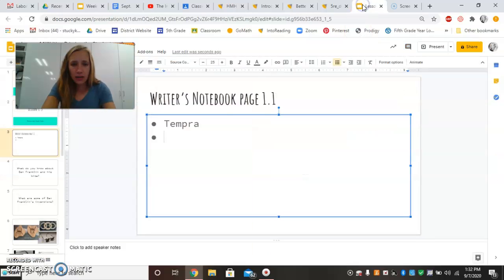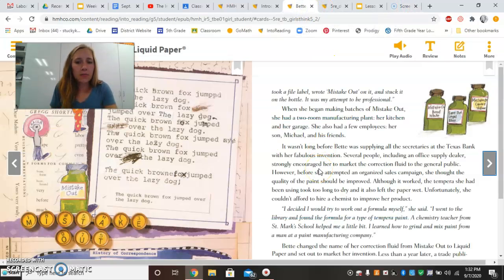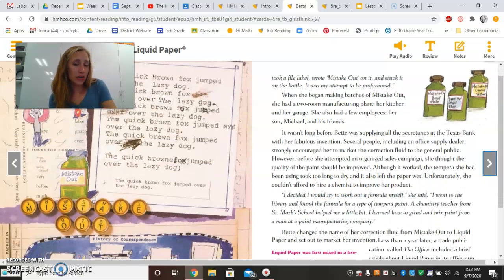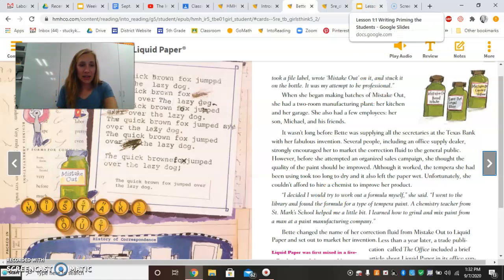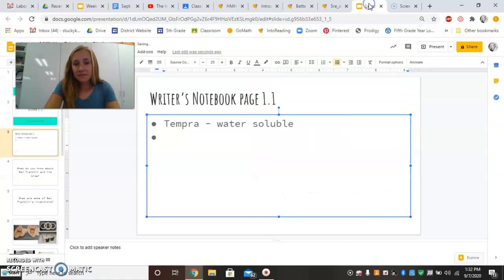So I'll go ahead and do that. Going to go back here. I also thought, unfortunately, she couldn't afford to hire a chemist to improve her product. So she wanted a chemist because that would help make her product better. A chemist is a scientist who studies chemistry.